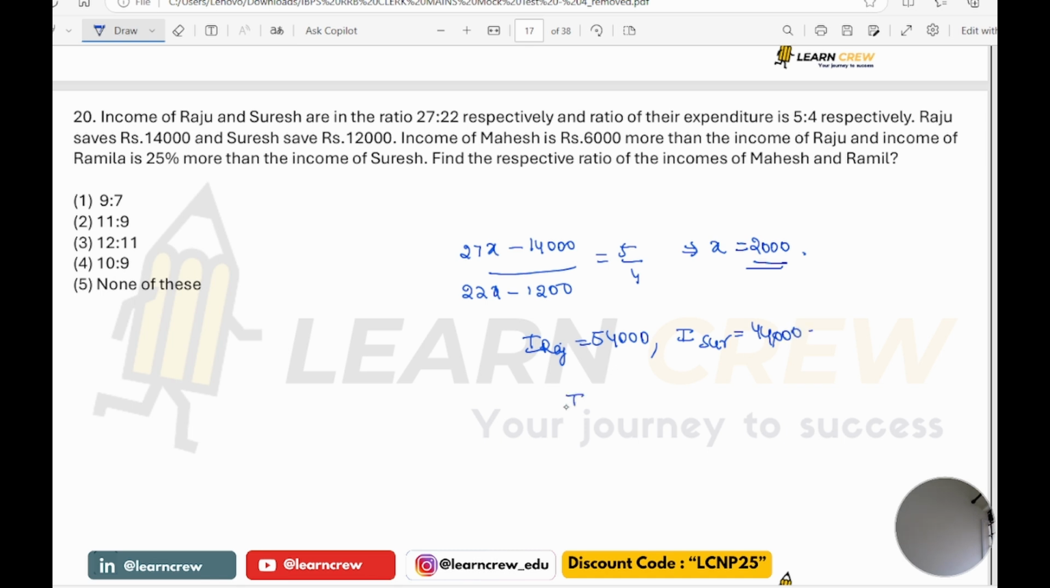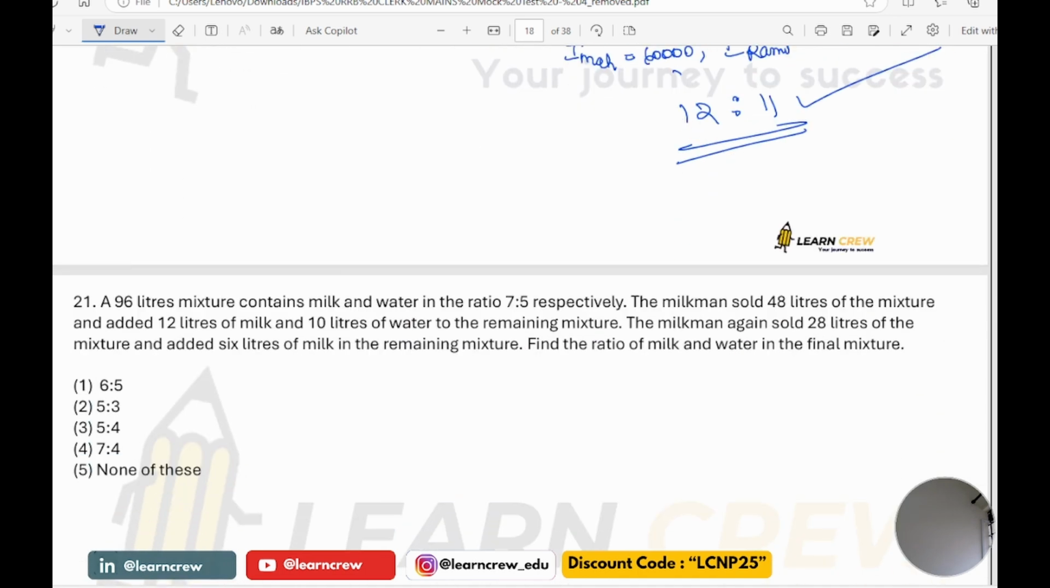And income of Mahesh is 6,000 more, so 54,000 plus 6,000, which is 60,000. And the income of Ramila is 125 percent of Suresh's, 25 percent more, which means it is 55,000. Now the ratio between income of Mahesh and Ramila: three zeros cancel, so 5 12s are 60, 5 11s are 55. 12 is to 11 is the answer.